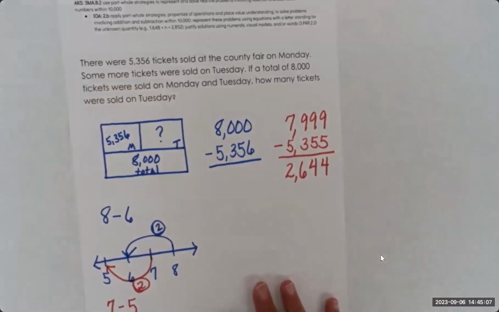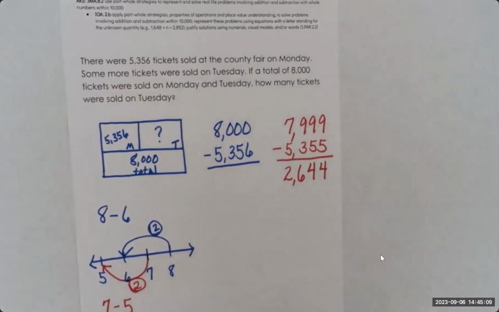5,356. Okay, you can find more out about the compensation strategy on the 2B small group move document for this IOA, and you can find it either on the pacing guide or on the econ unit page.